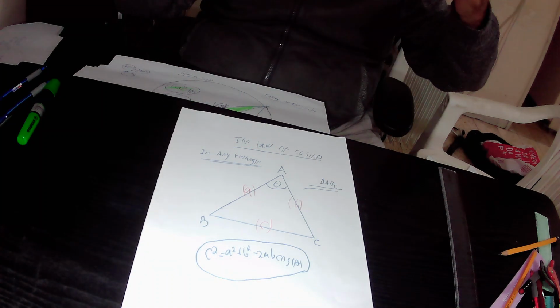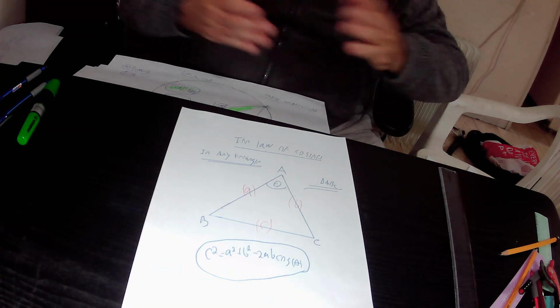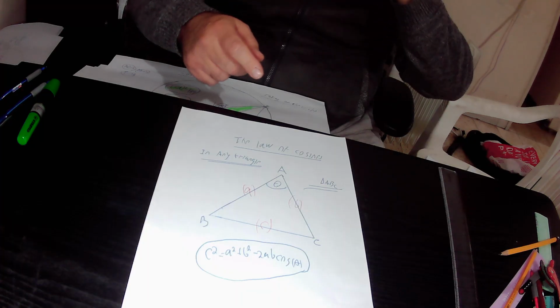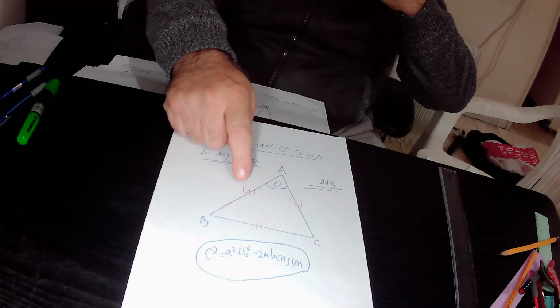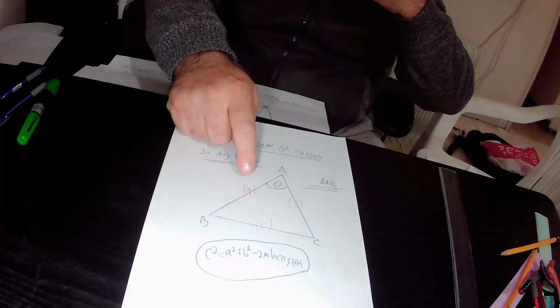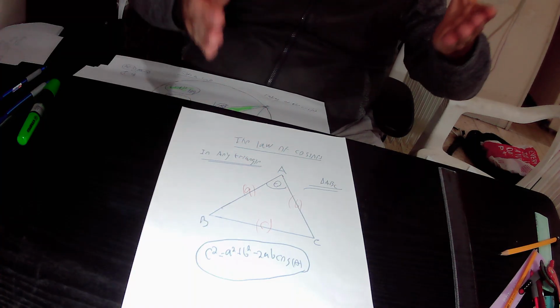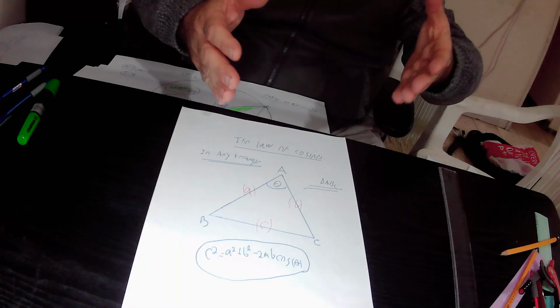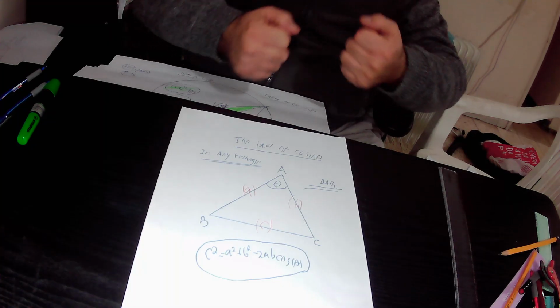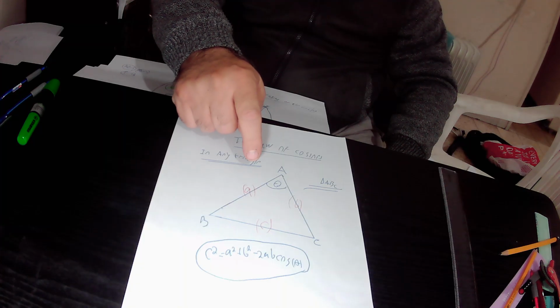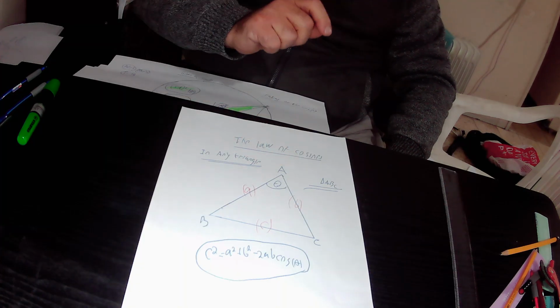So in this triangle ABC that could be any triangle, according to the law of cosines, the following version is true. C squared equals A squared plus B squared minus 2 times A times B times cosine theta. Repeat again, according to the law of cosines, in this triangle ABC, the following equation is true. C squared equals A squared plus B squared minus 2 times A times B times cosine theta.